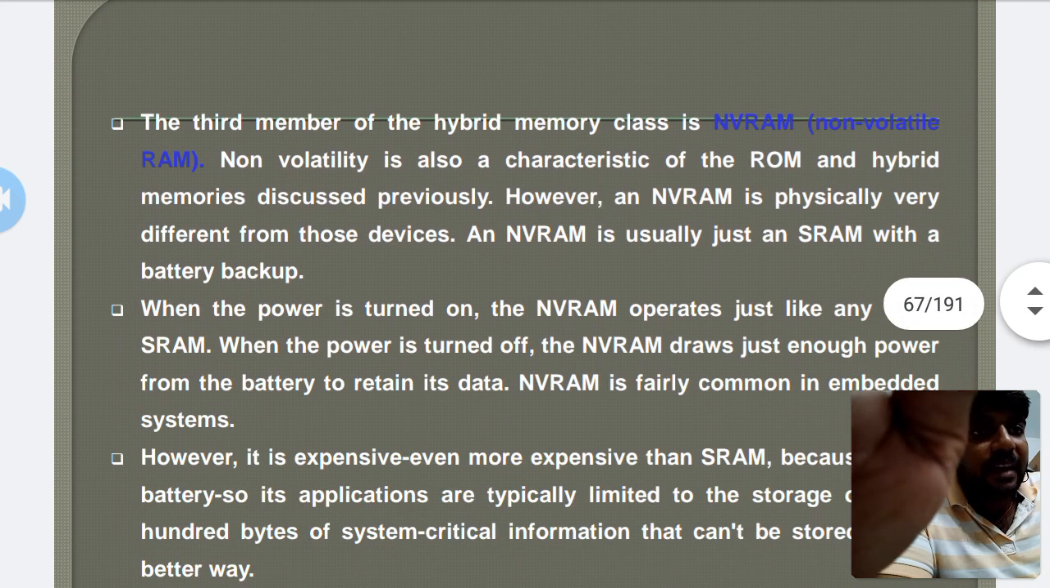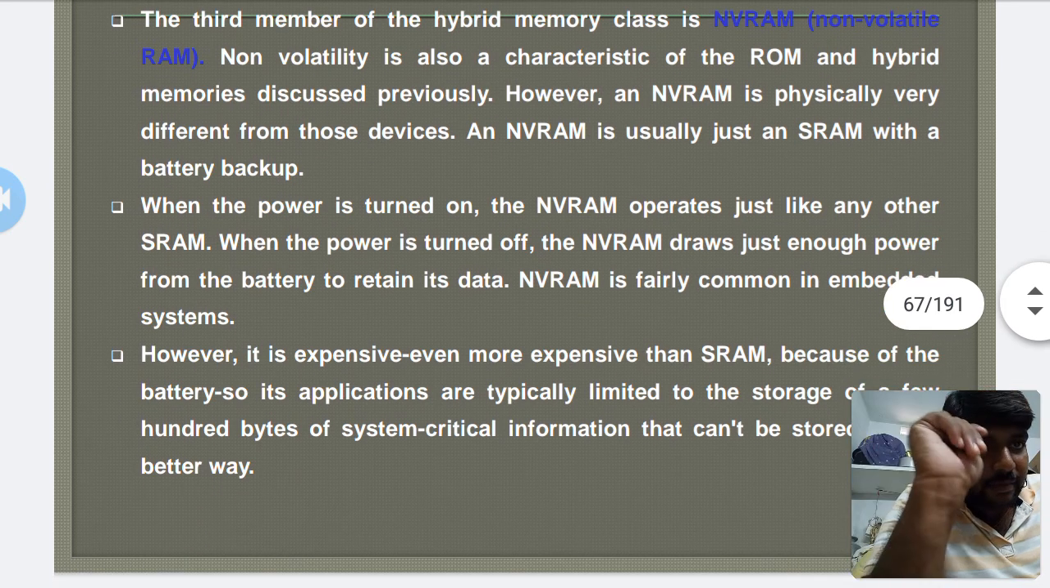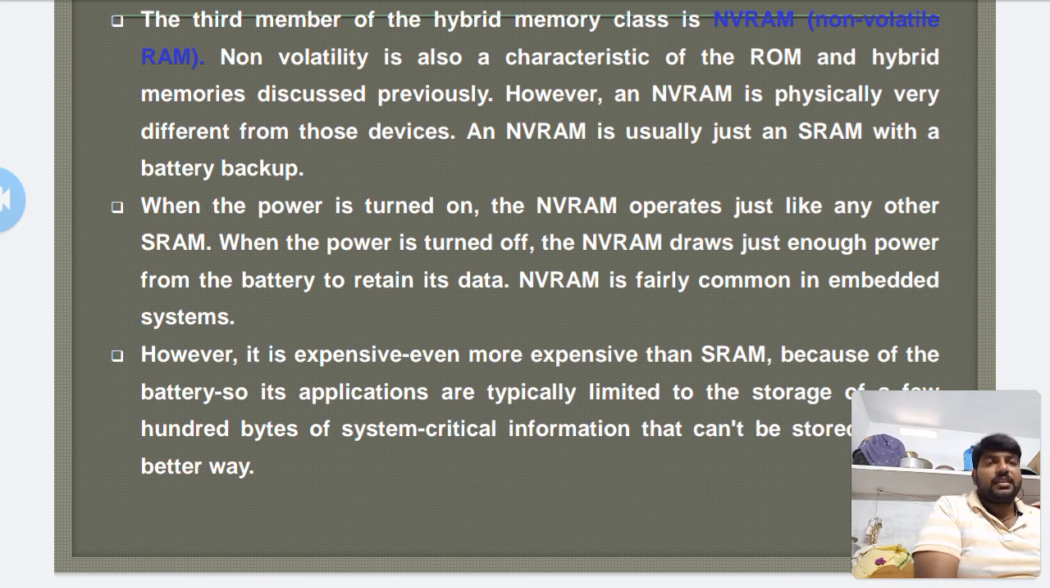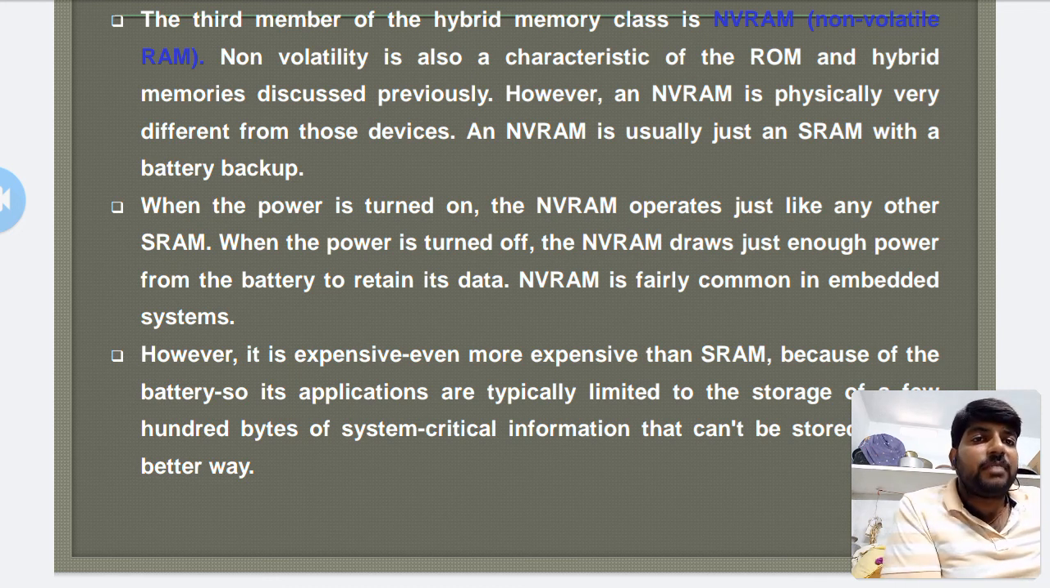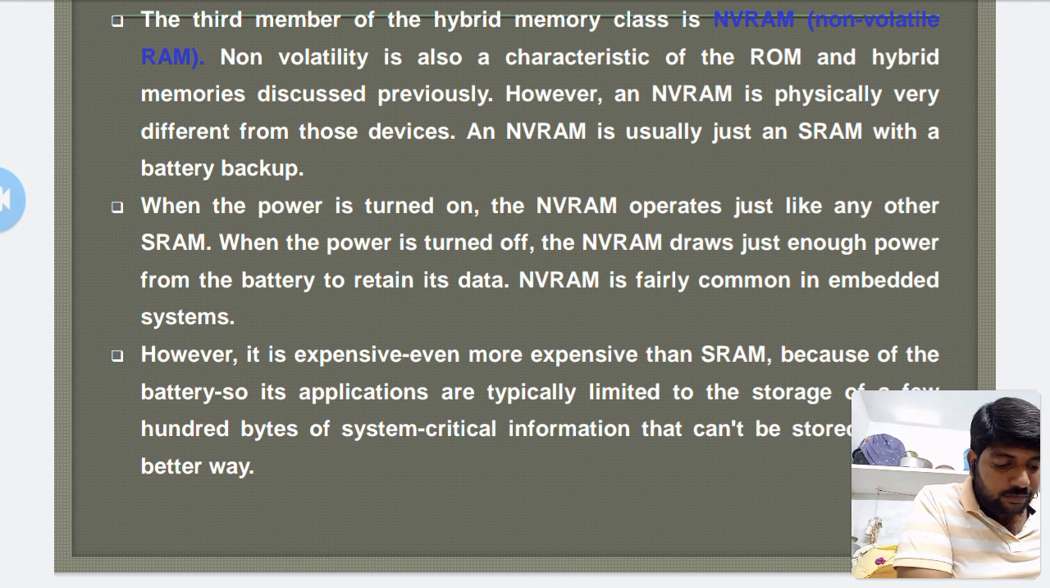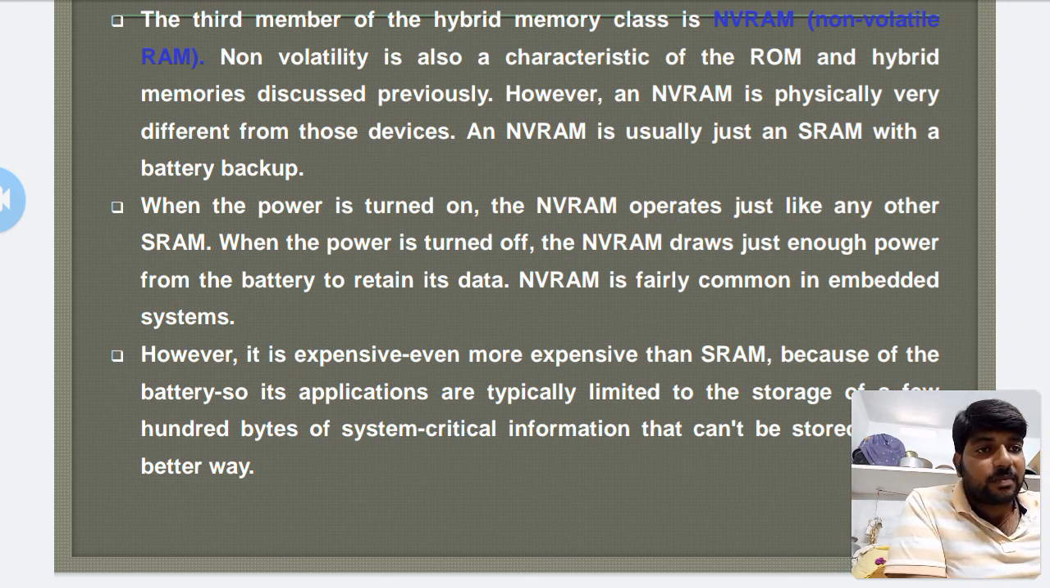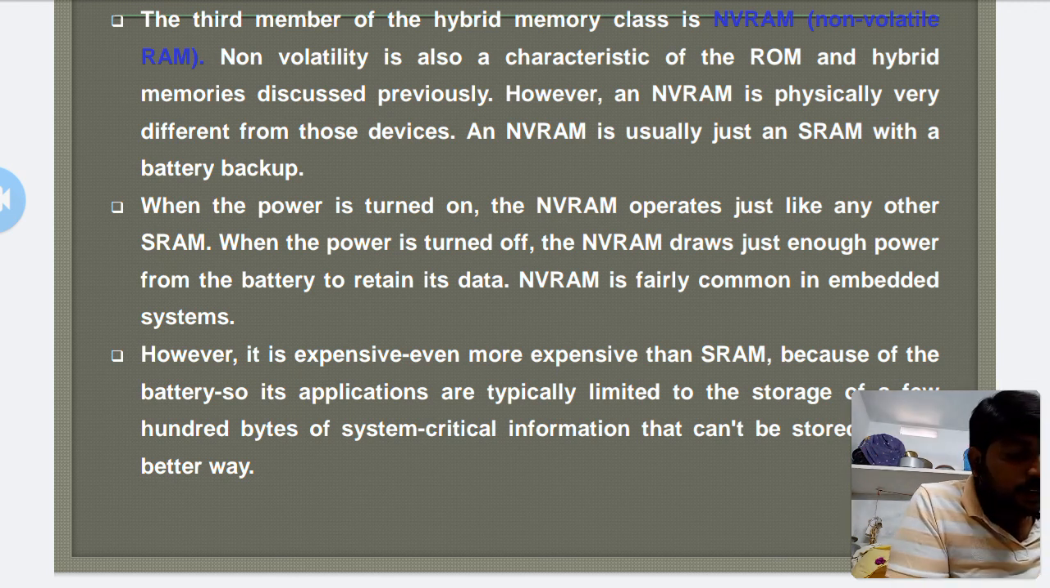Coming to the next one, NVRAM, that is non-volatile RAM. Non-volatility is also a characteristic of the hybrid memory discussed previously. The NVRAM is physically very different from those devices. It contains static RAM-based memory and a minute battery that supplies power to the memory in the absence of external power supply. The memory and the battery are packed together in a single package.